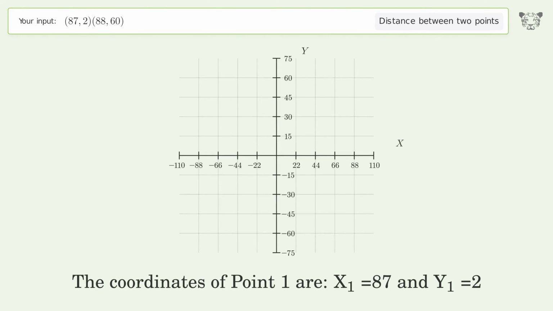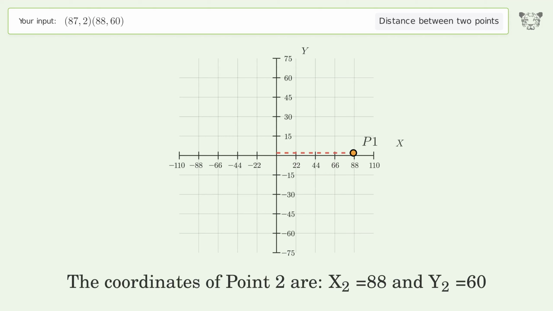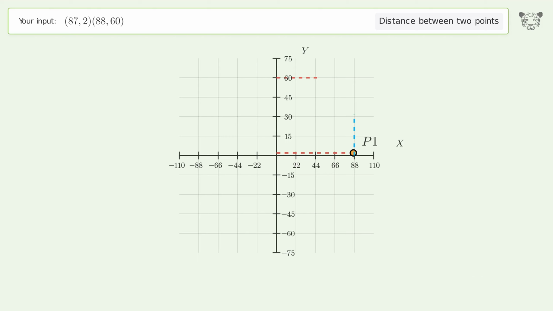The coordinates of point 1 are x1 equals 87 and y1 equals 2. The coordinates of point 2 are x2 equals 88 and y2 equals 60. D is the distance between the 2 points.